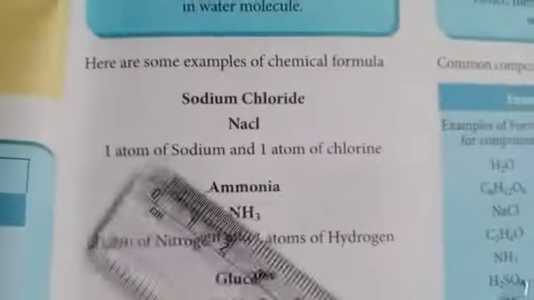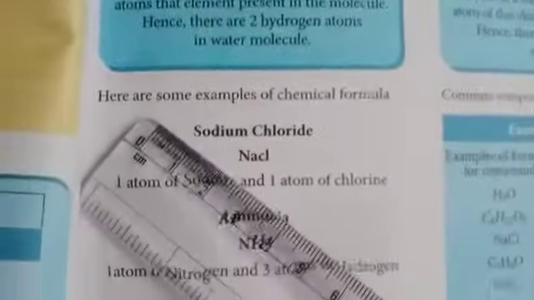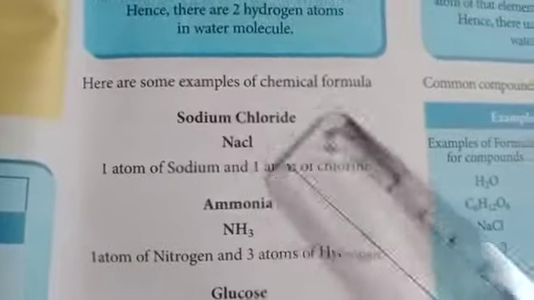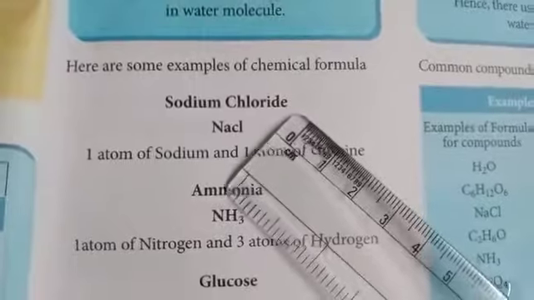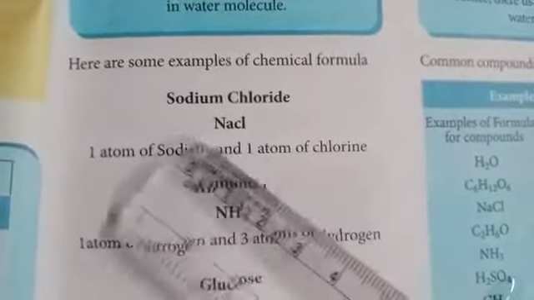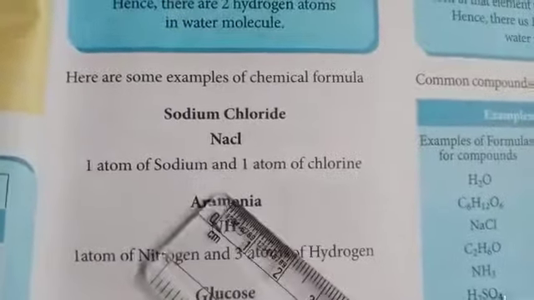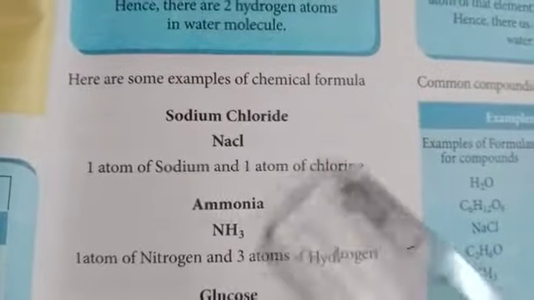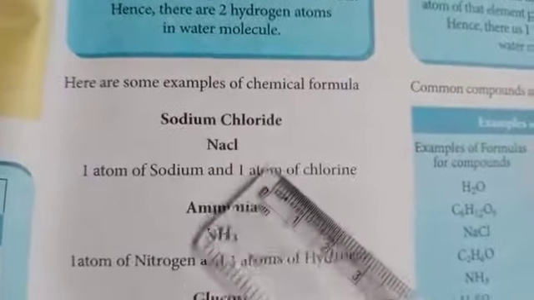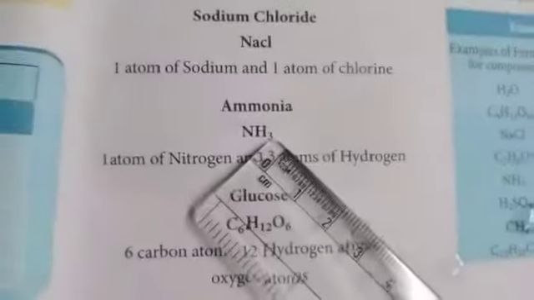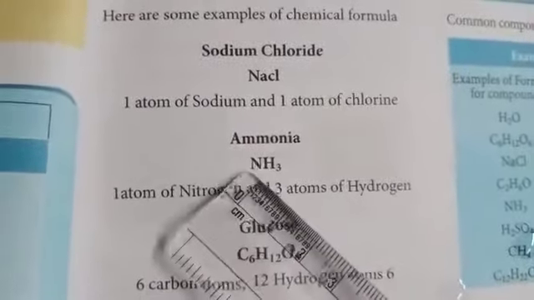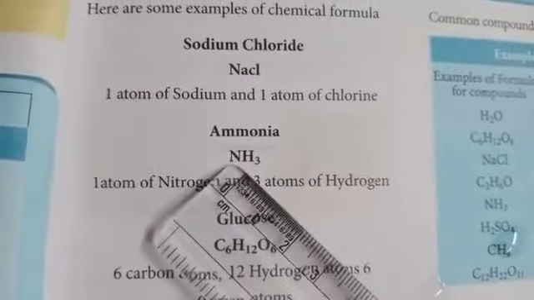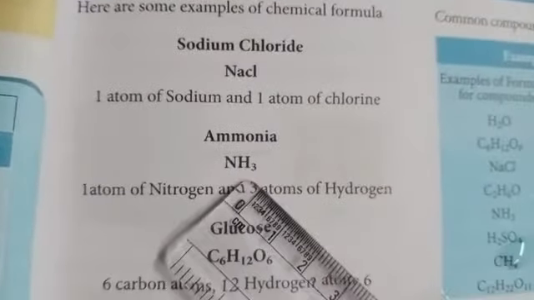Here I will show some examples of chemical formula. For example, sodium chloride: 1 atom of sodium and 1 atom of chlorine present in sodium chloride. The next example, ammonia, NH3. Here, 1 atom of nitrogen and 3 atoms of hydrogen.